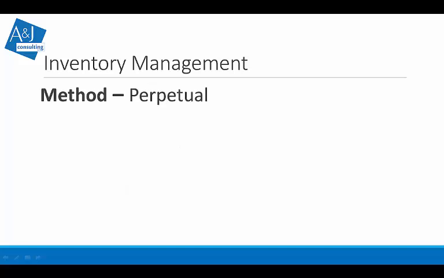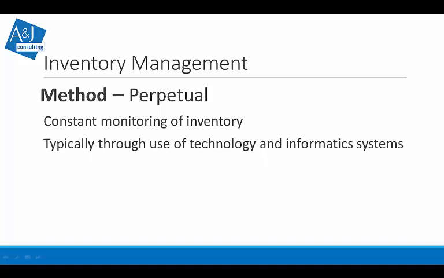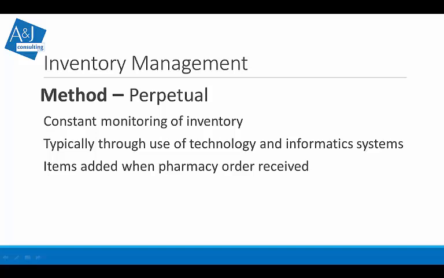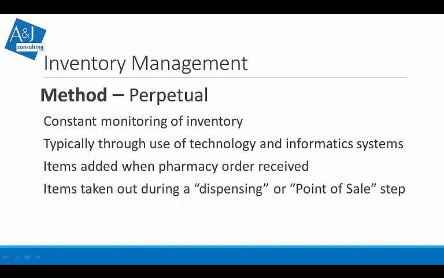Perpetual inventory is a constant monitoring of the inventory, and is typically through the use of technology and informatics systems. So this is the preferred method for any large operation. Items are added when a pharmacy order is received, and then items are taken out during the dispensing or potentially the point of sale step. So electronically throughout the day, you have your NDC, and if it has an accurate count in your computer system, anytime it falls below your par level, it'll automatically order it for you versus you walking the shelf or whatnot.